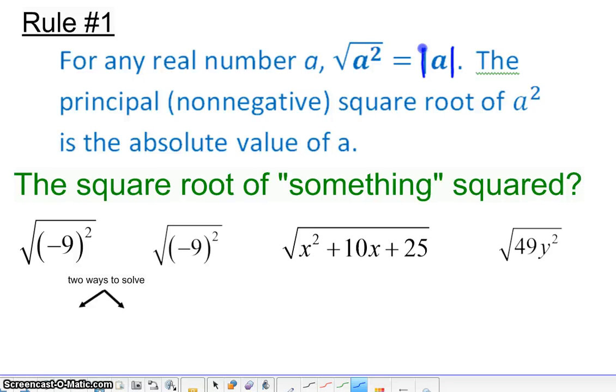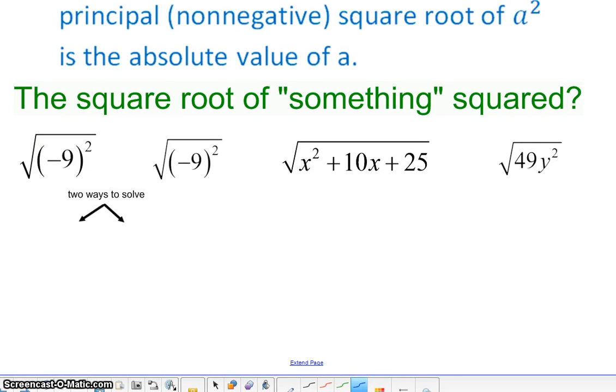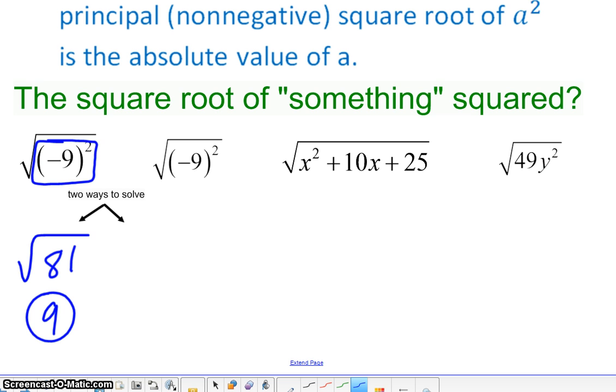So when you're looking at the first example, there are two ways that you could solve it. So let's go ahead and look at those two ways. You could evaluate everything inside: negative 9 times negative 9 is positive 81, and you get an answer of 9.